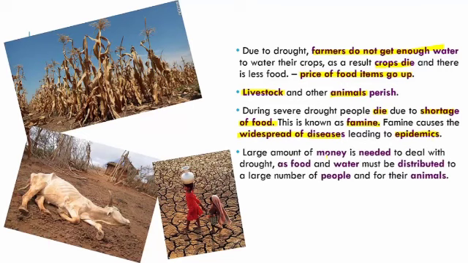A large amount of money is needed to deal with situations like drought, because food and water must be distributed to large number of people as well as animals to make sure that they survive. So as you can see, these are three different pictures which depict the sad case of droughts and how scary it can be. So with this, we complete this chapter on natural calamities.